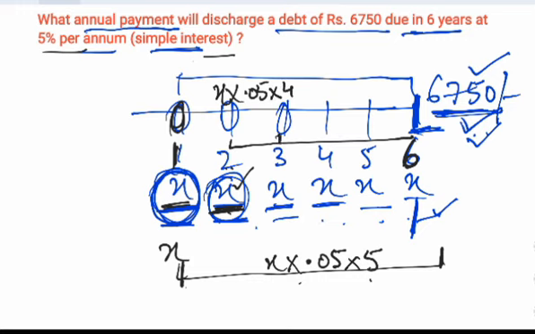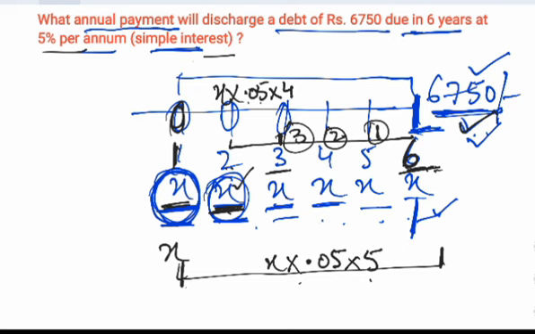So similarly 3 years for this, the amount of payment which is made at the end of third year, the total period would be 3 years for this, and the same thing would be there, X into 0.05 into 3. For this there will be 2 years, for this there will be 1 year, and the payment which is made at the end of 6 years, there won't be any interest because it is paid at the time when the debt has to be discharged itself.